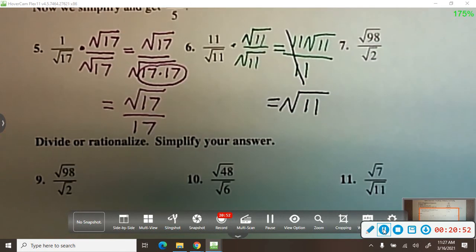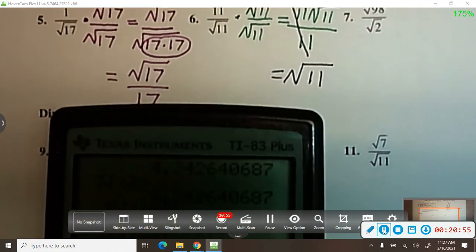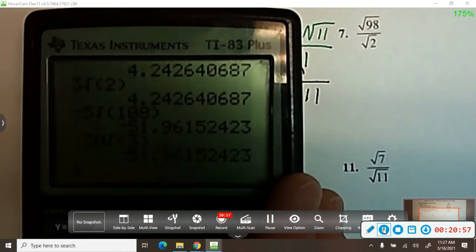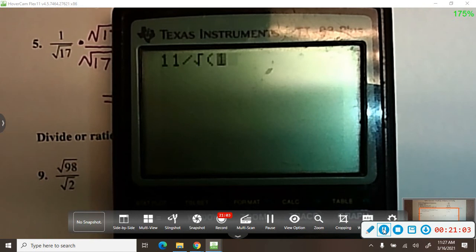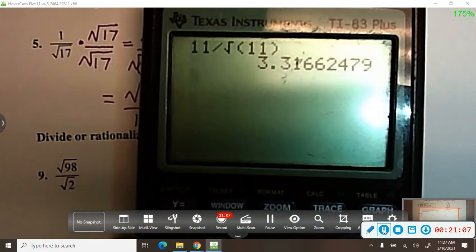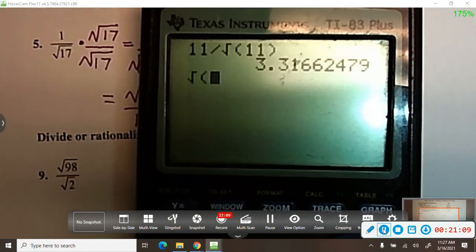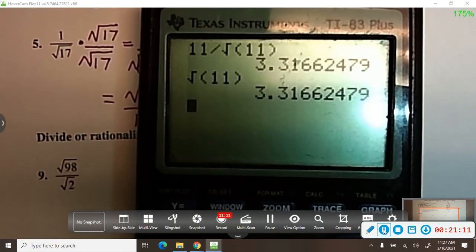If you don't believe me, let's try this in our calculator real fast. 11 divided by square root of 11, and then square root of 11. They're the same thing. Just square root of 11 is a lot simpler.